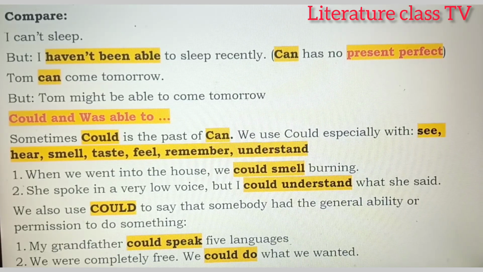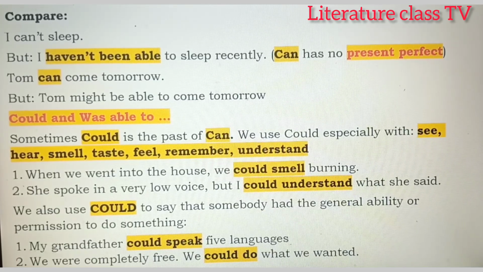We use could especially with the following verbs. 1. See. 2nd. Hear. 3rd. Smell. 4th. Taste. 5th. Feel. 6th. Remember. And 7th. Understand. Could goes hand in hand with these verbs.